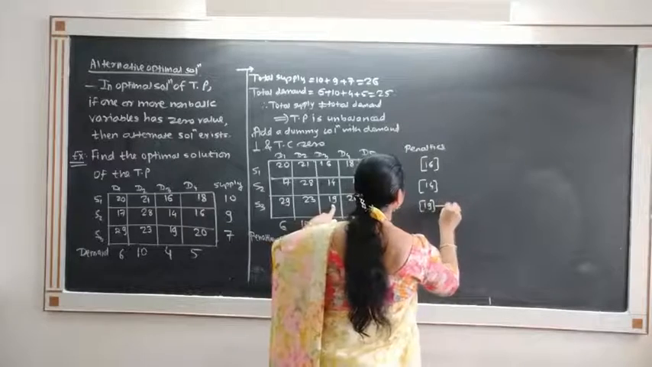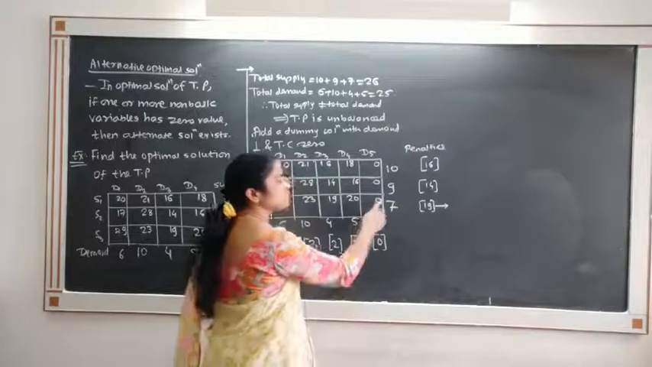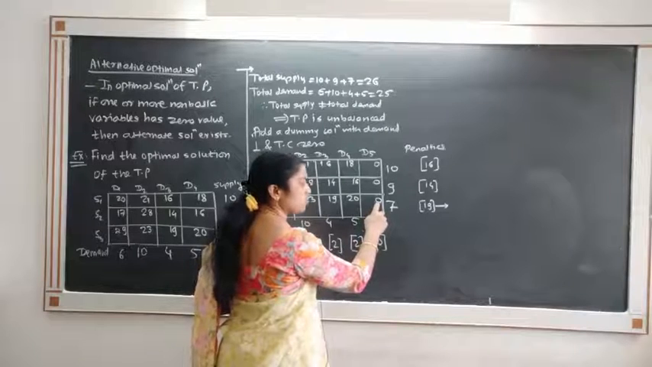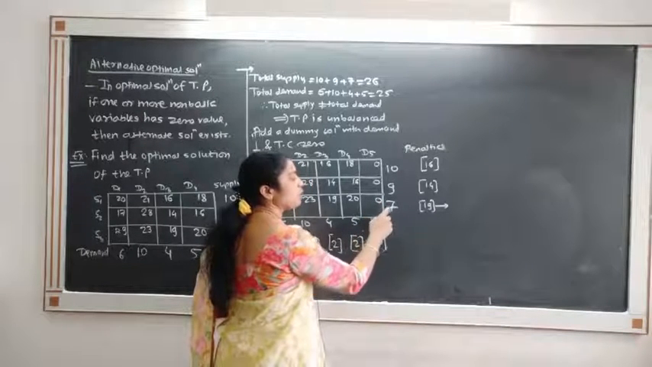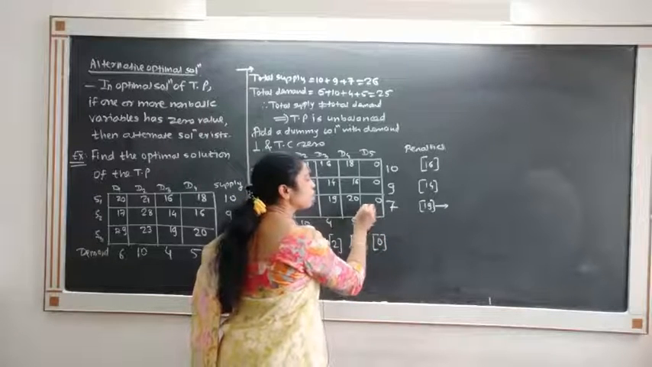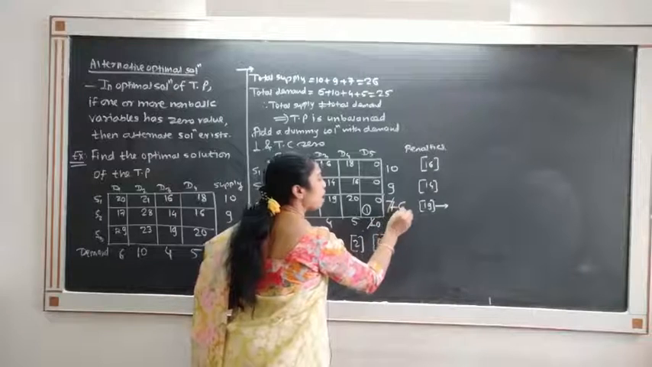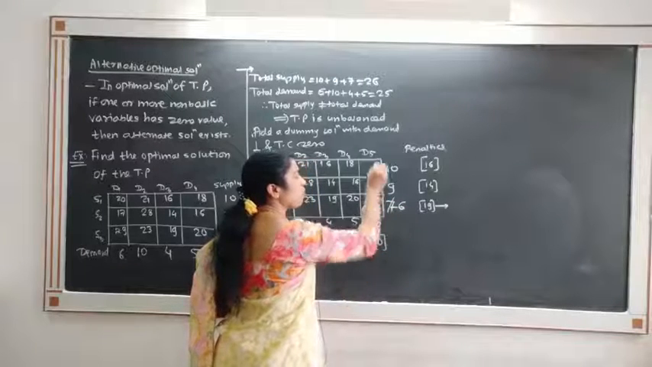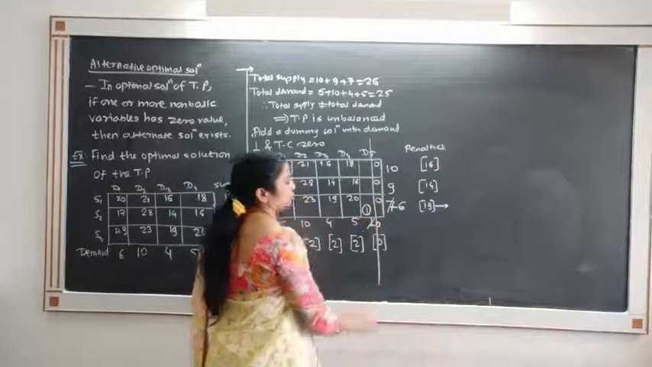The largest penalty is 19. In this largest penalty, smallest cost is 0. So assign as much as possible, that is minimum of 1 and 7. So allocate 1. Demand becomes 0, supply remains 6, and because demand of this column is 0, cross out the column.